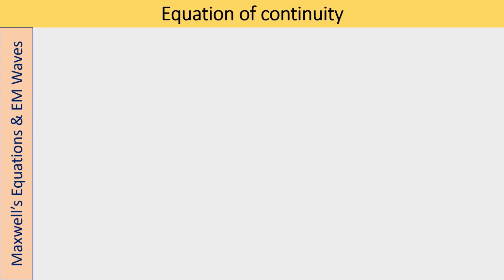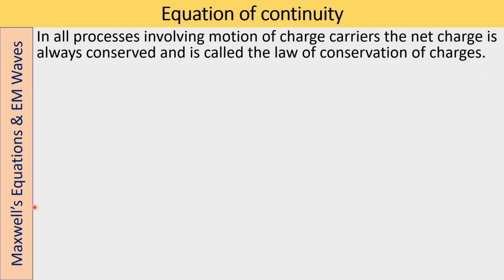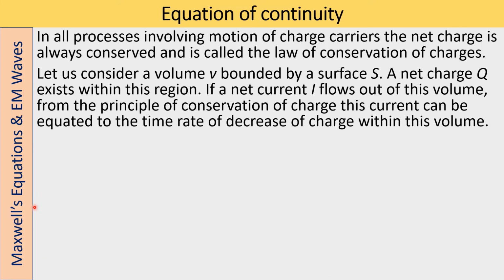In order to understand why the correction is needed for the Maxwell's equation obtained from Ampere's circuital law, one has to know about the equation of continuity. So let us discuss the equation of continuity. In all processes involving motion of charge carriers, the net charge is always conserved, and this is called the law of conservation of charges. Let us consider a volume V bounded by a surface S.